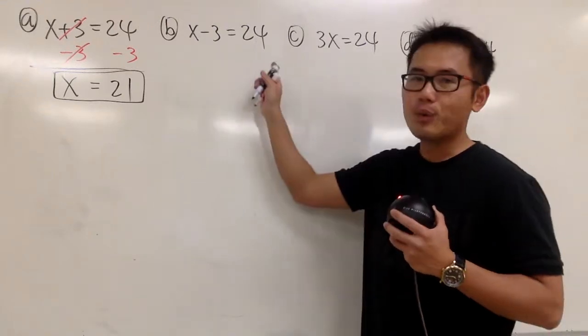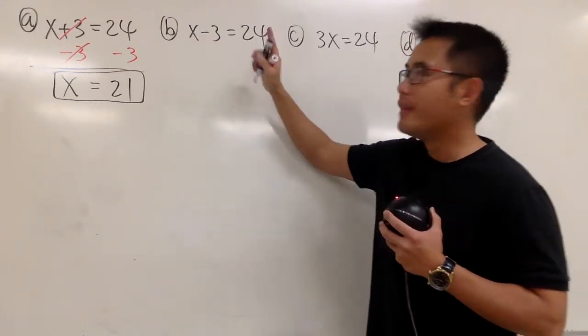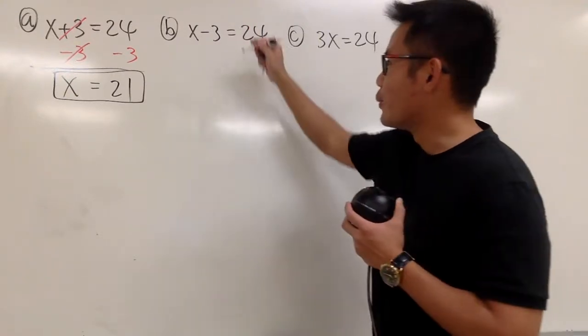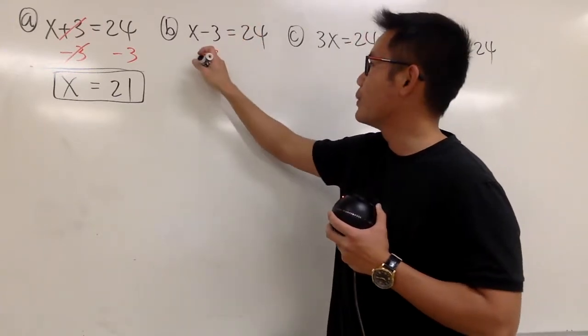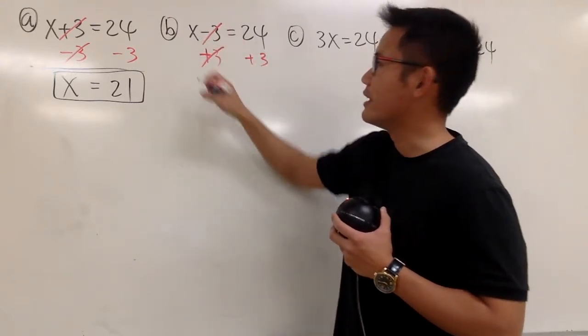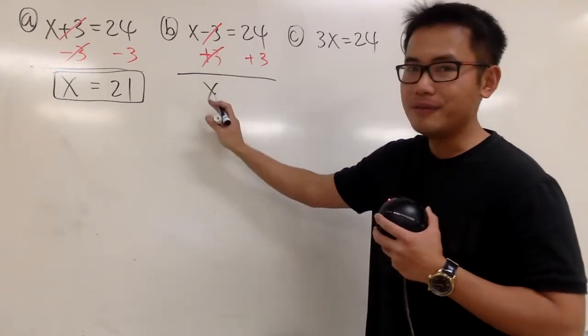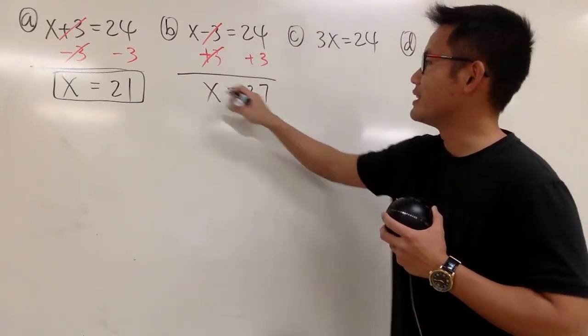Now, for the second one, we have x minus 3 is equal to 24. X is right here, it's minus 3. Do the opposite. So we will have to add. The opposite of subtracting is that we add. We add 3 on both sides so that this and that will be cancelled. And then we get x by itself. And work this out. 24 plus 3, we get 27.